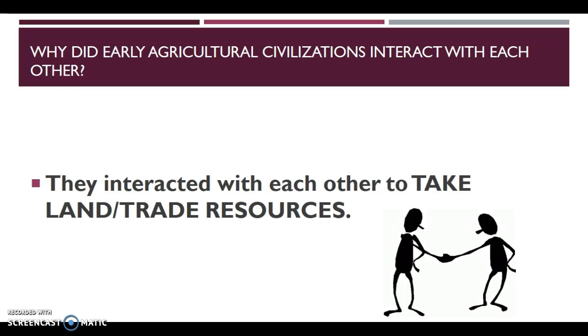Why did early agricultural civilizations interact with each other? They interacted with each other to take land or to trade resources.